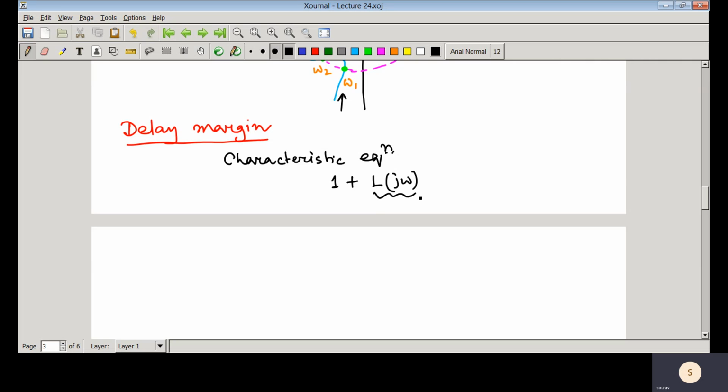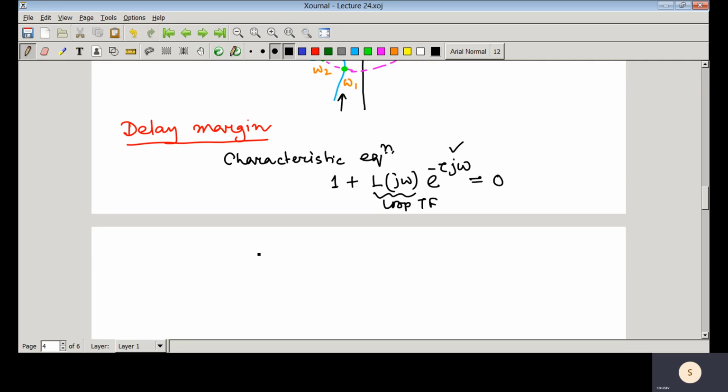So L is that loop transfer function, so this one is equal to 0. But whenever there is some delay, there would be one exponential term that we have seen, e to the power minus tau s. Now we are discussing the frequency response, so s would be j omega, and that one would be equal to 0. So this is the characteristic equation. Whenever there is no delay, this term would not be there, but whenever there is some delay, the characteristic equation would be this one.